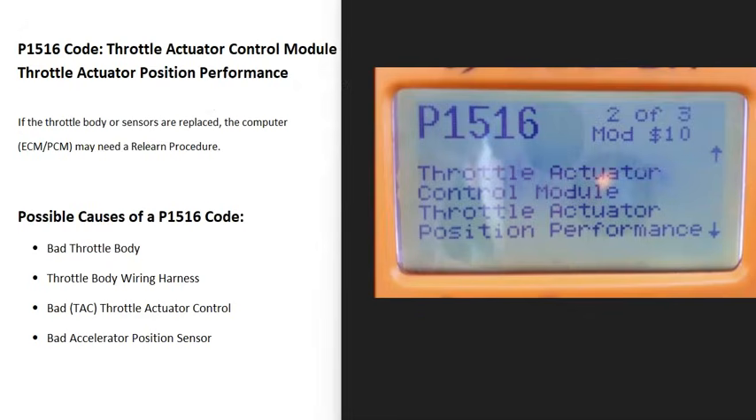So today I'm talking about a P1516 code, what it is and how you go about fixing it. And so what is a P1516 code? Well, it's a throttle actuator control module, throttle actuator position performance. And what does this mean?